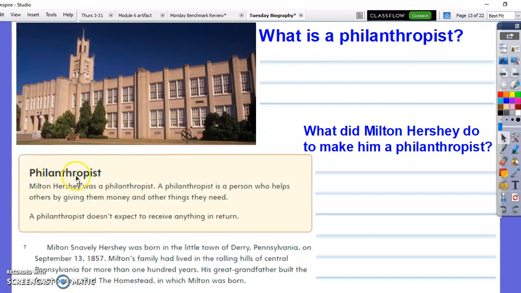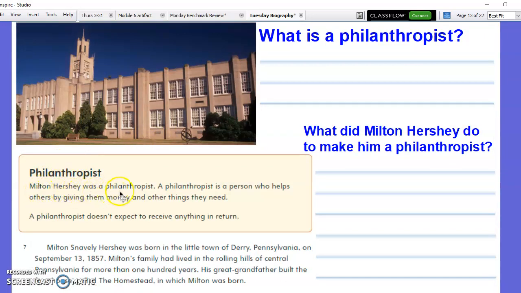A philanthropist. Milton Hershey was a philanthropist. A philanthropist is a person who helps others by giving them money and other things they need. A philanthropist doesn't accept to receive anything in return.